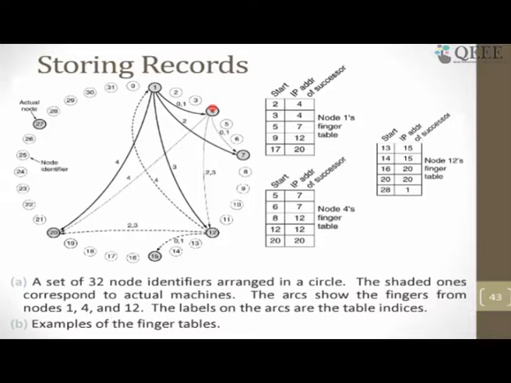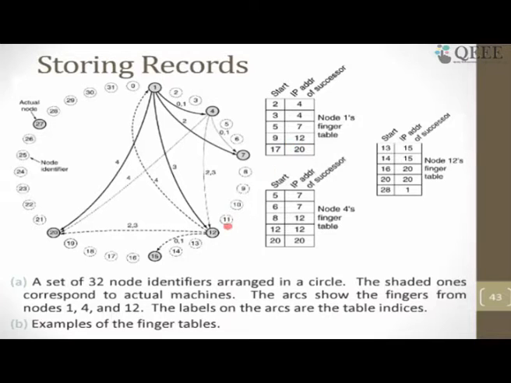So, 4. Okay. Now, 1 plus 2 to the power 1. 1 plus 2 to the power 1 is 3. So, what is the next machine at 3? 4. Okay. Now, 1 plus 2 to the power 2, that is 5. And what is the next machine possible at 5? That is 7. Now, it is 1 plus 2 to the power 3. 1 plus 2 to the power 3 is 9. What is the next machine at 9? It is 12.